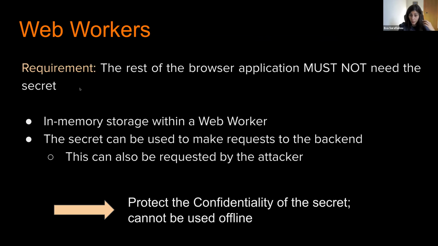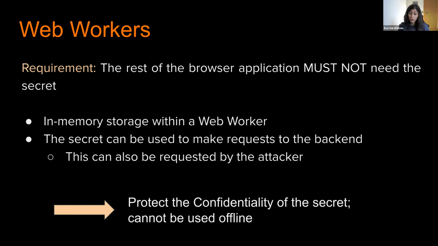So assuming that we can have this requirement, what we can do is have in-memory storage within the web worker. And the web worker has to take care not only of storing the secret, but also within the web worker, we have to have all the functionality that needs the secret. Now, one functionality that we often have that needs a secret is making requests to the backend.